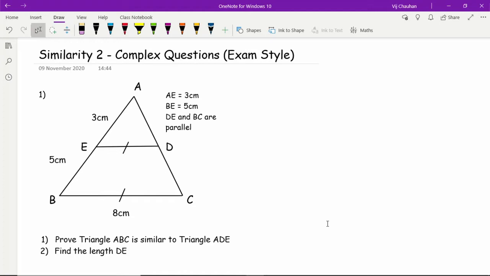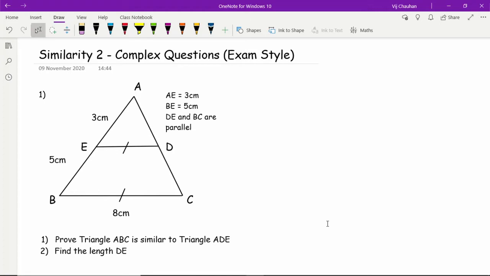Now in this first question, how and whereabouts this question lies in your exam paper may depend on what information you get given and what it is you've actually got to find. So in the first part of this question, we've been asked to prove that triangle ABC is similar to ADE.